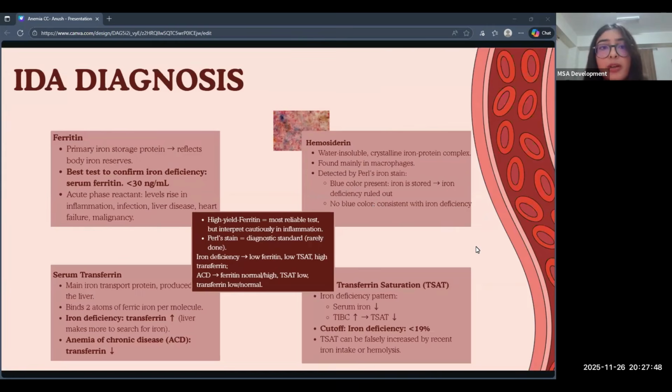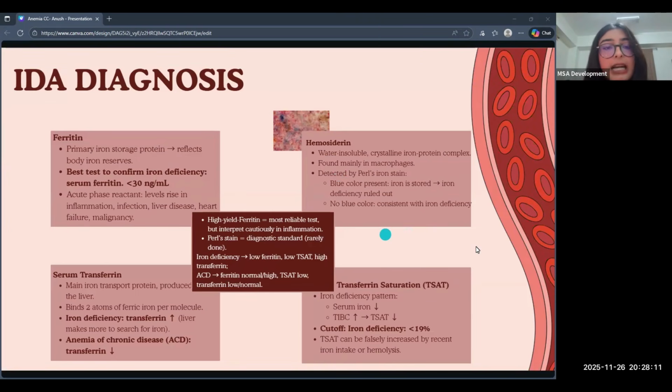Does that mean you do a bone marrow aspirate for iron deficiency anemia? No, it does not. So never do a bone marrow aspirate for iron deficiency anemia. However, if there's one done for any other reason, you have to make sure to do hemosiderin. And you'll see that if blue is present, that means iron is present. So we don't have iron deficiency anemia. However, if it's not present, then it's iron deficiency confirmed.